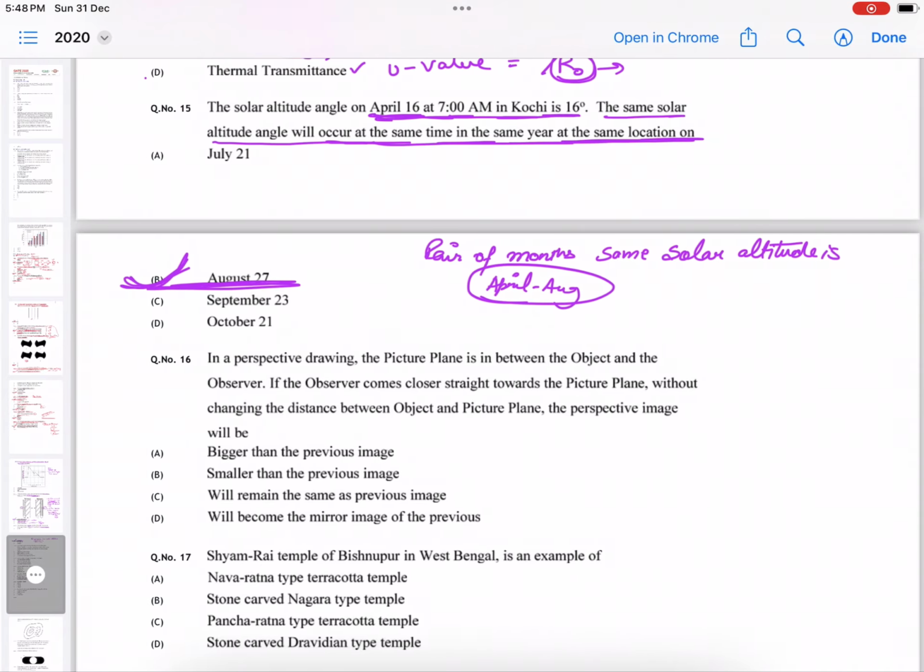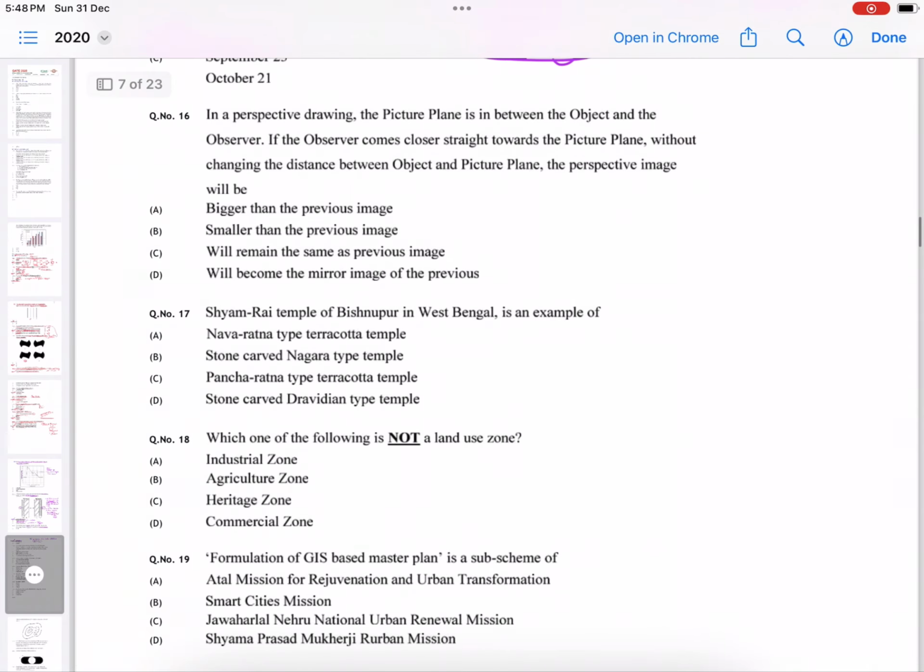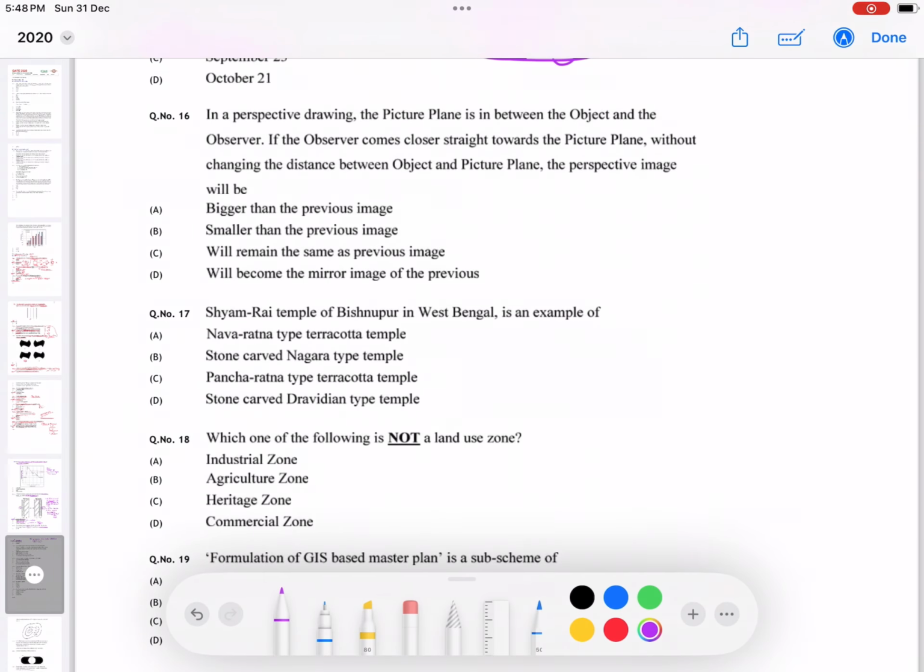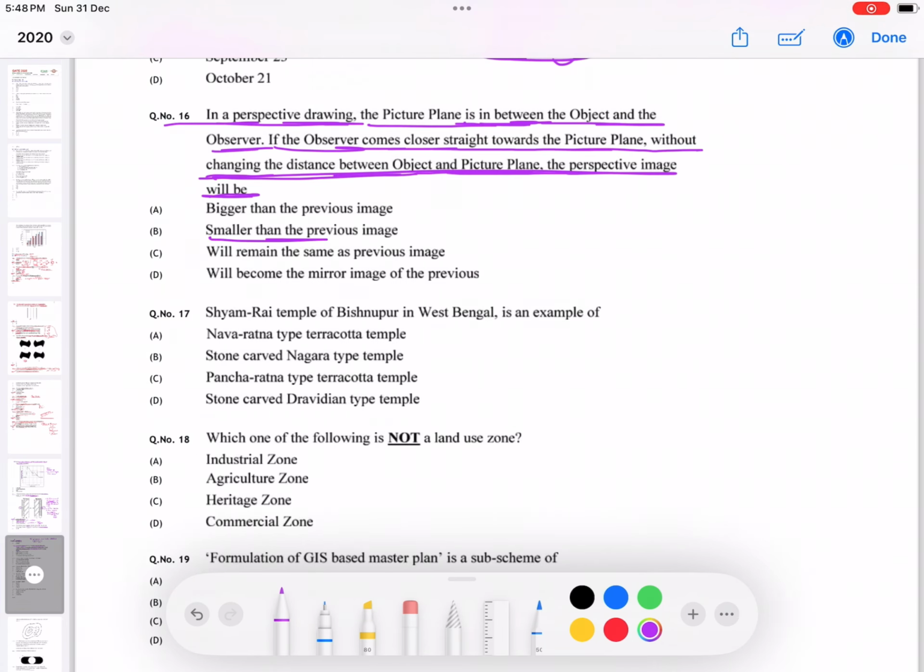Moving on to the question number 16th. In perspective drawing, the picture plane is in between the object and the observer. If the observer comes close straight towards the picture plane without changing the distance between object and the picture plane, the perspective image will be. It is very easy. It will be smaller than the previous image. It's the correct answer.